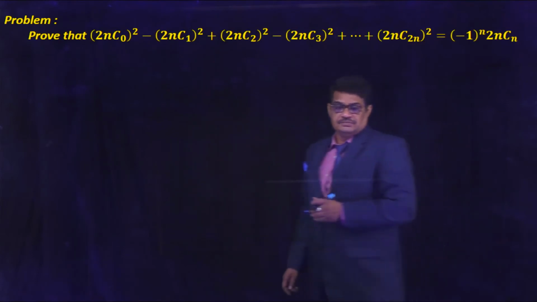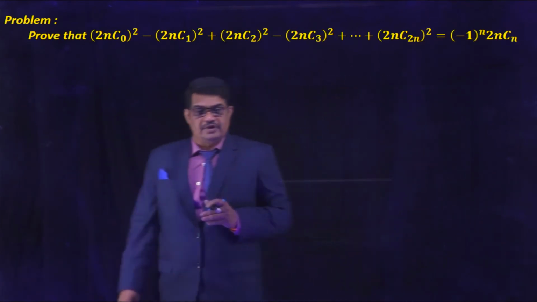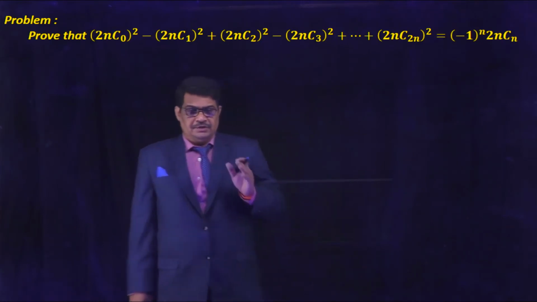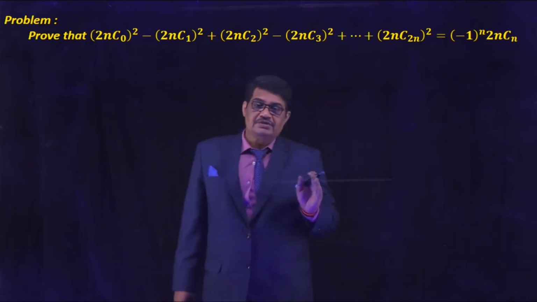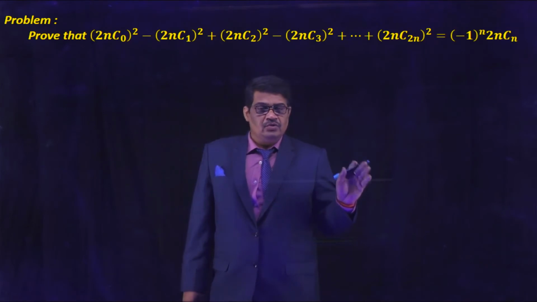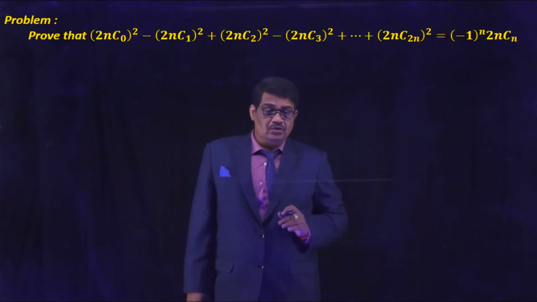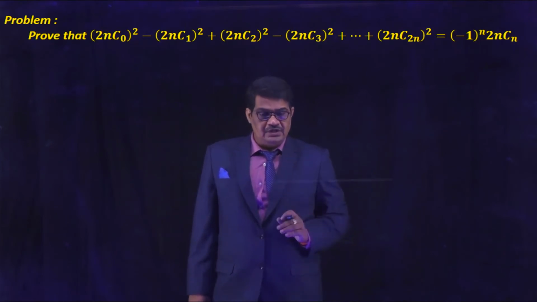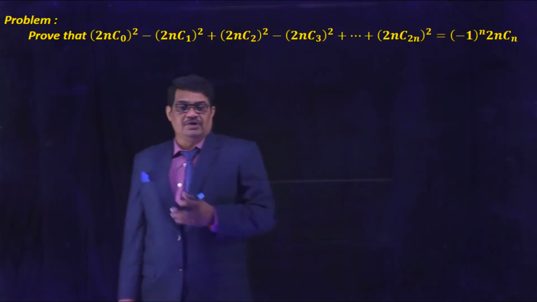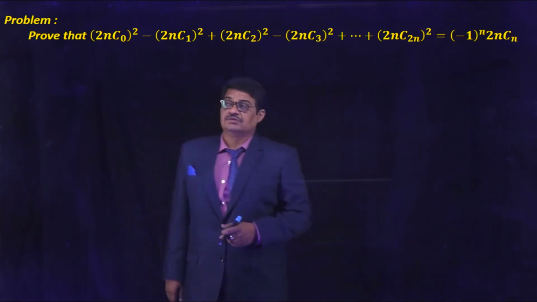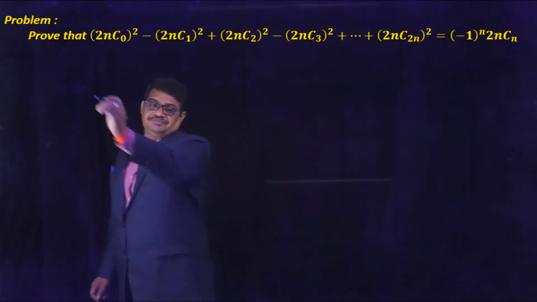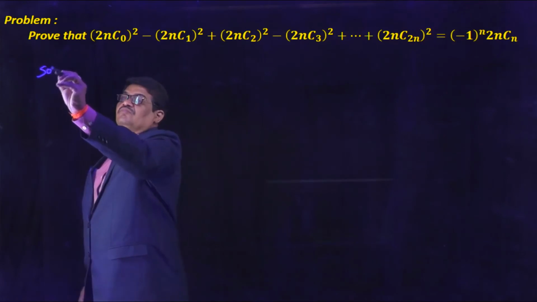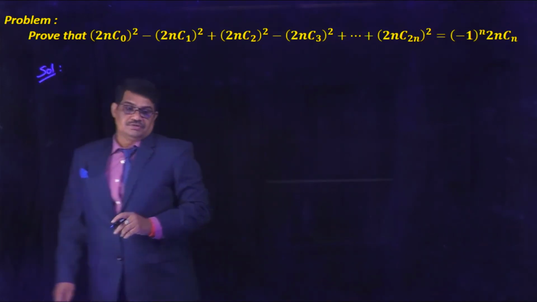See another problem. Prove that (2nC0) whole square minus (2nC1) whole square plus (2nC2) whole square minus (2nC3) whole square and so on, up to (2nC2n) whole square, is equal to minus 1 power n into 2nCn. That is the proving result. Now let us see the solution.